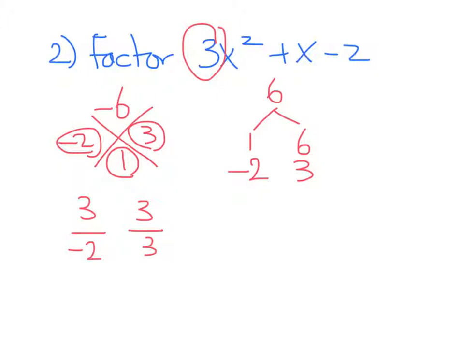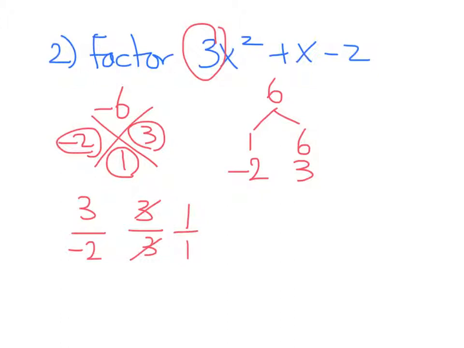Now tell me, look at the fractions. Can you simplify anything? Yes, you can. You can simplify the 3 over 3. The 3 and 3 can both be divided by 3. Therefore, you're going to get 1 over 1.